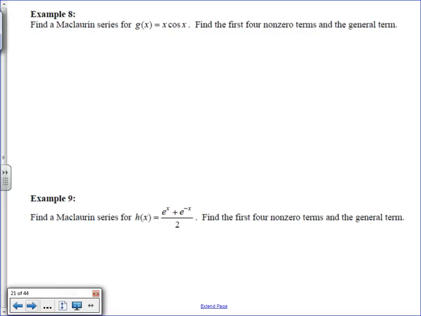X cosine x. Hold on. What do we start with? What do we have memorized in Maclaurin series, or we should get memorized in Maclaurin series for? Cosine. Cosine has what kind of symmetry? Even or odd? Even symmetry. So it has the even powers. It's just a way of remembering. So cosine is going to have 1, right?